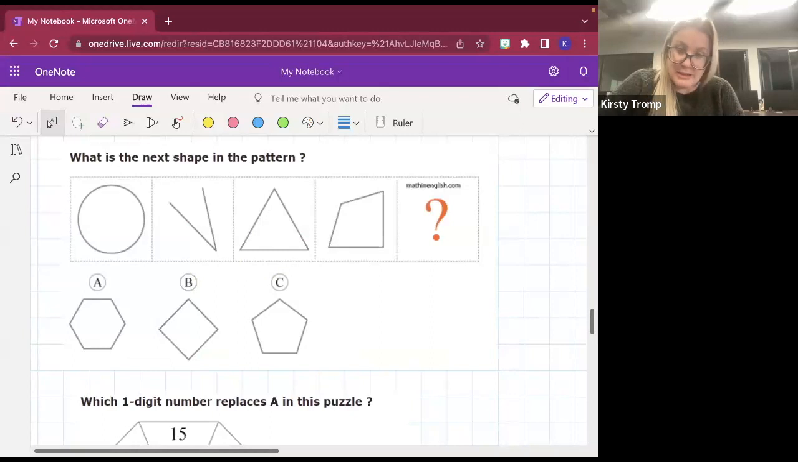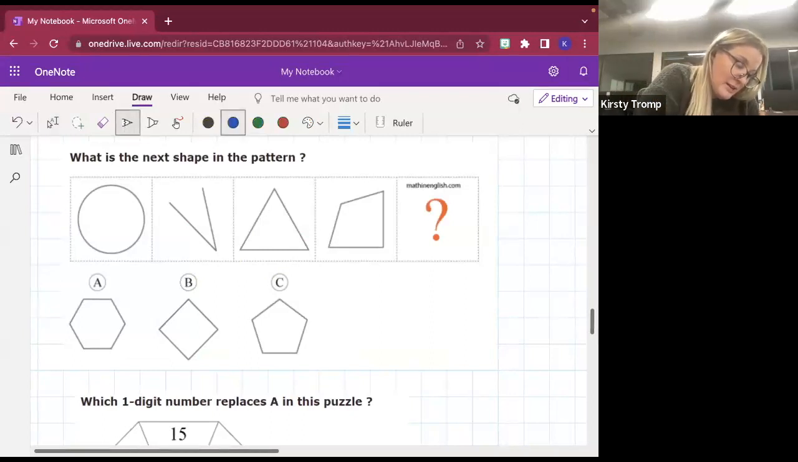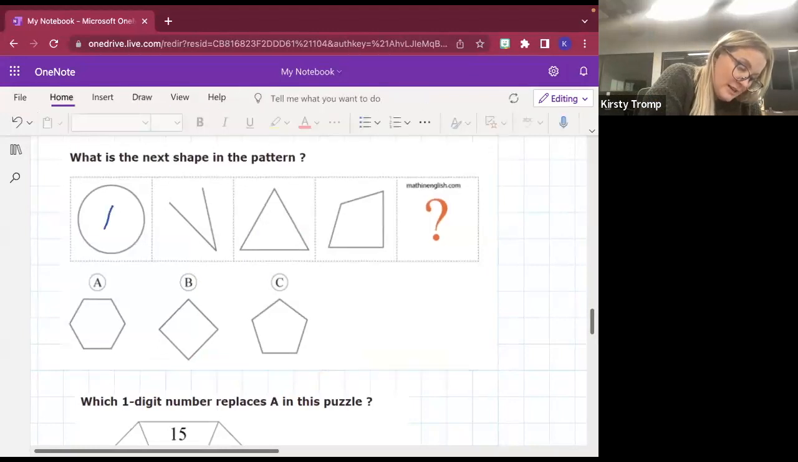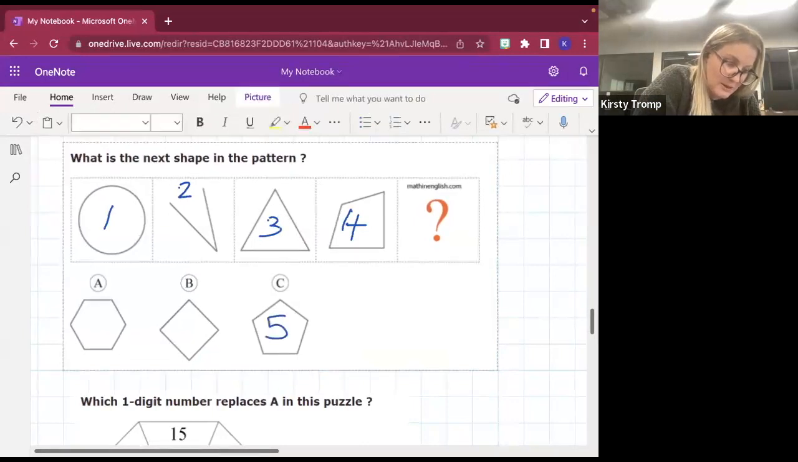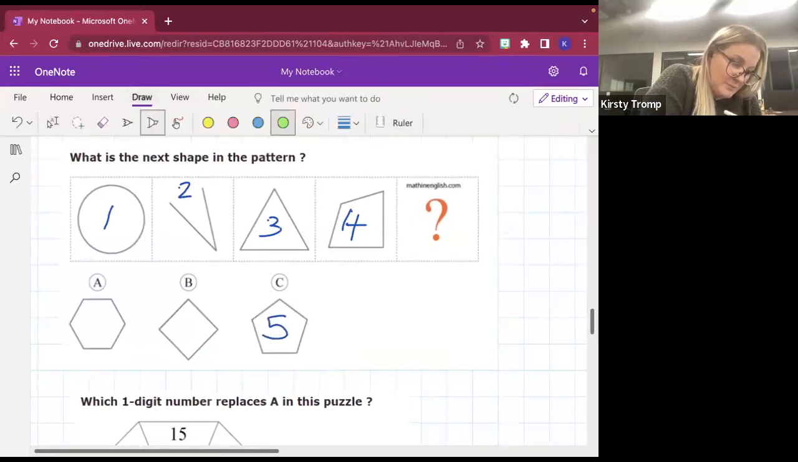Okay. All right, let's have a look. So what do they have in common? Well, this shape has one side. This shape has two. This shape has three sides. This shape has four sides. So the answer is going to be the shape that has 5 sides, and that is going to be shape number C again. Well done.